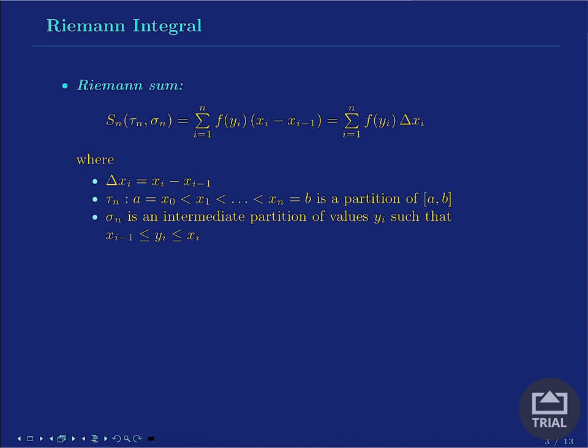And for each of these intervals, we additionally pick a point yi that falls inside the interval, and that defines a second partition sigma n. Delta xi is the length of the ith interval, and with that the approximating sum for the area under the curve f is given by the sum of the length of the interval times the function evaluated at the intermediate point yi.